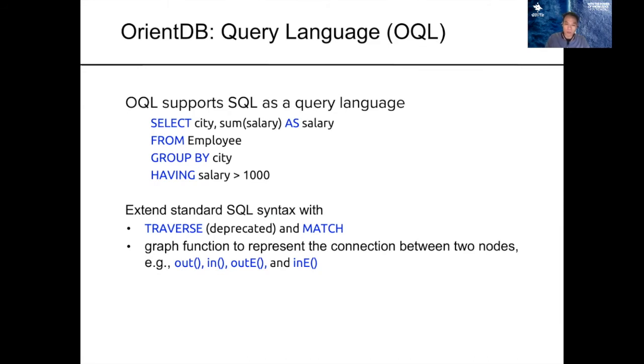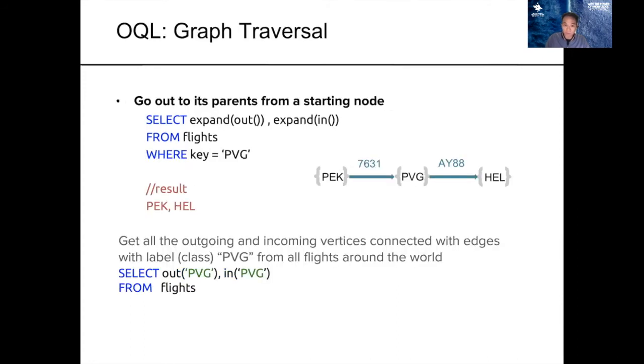And OrientDB also implements some very useful graph functions to represent the connection between two nodes, such as out, in, outE, and inE. Here is an example showing how to use OQL to do graph traversal, for example, going to experiments from a starting vertex.